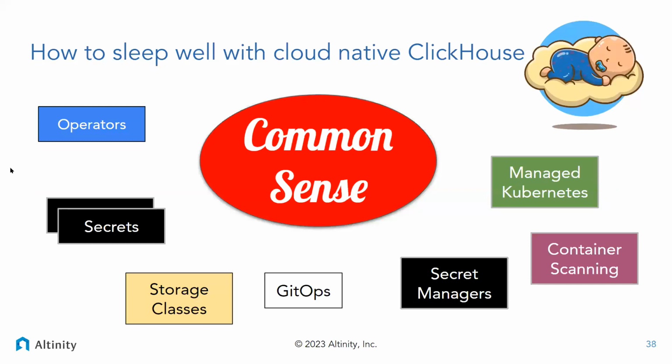So just in general, if you're running cloud native ClickHouse, in summary, there's a bunch of things that we've introduced, and here's the list if you want to sleep well. It's not complete. There are more things that you can do, but we've covered some of the really important tools, ranging from operators to manage Kubernetes, and then beyond that, common sense. You can't protect against every attack. There's just no way to do it.